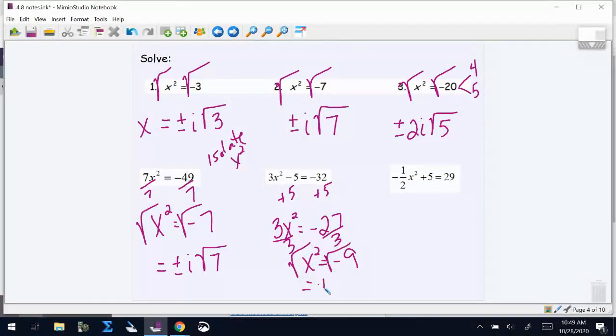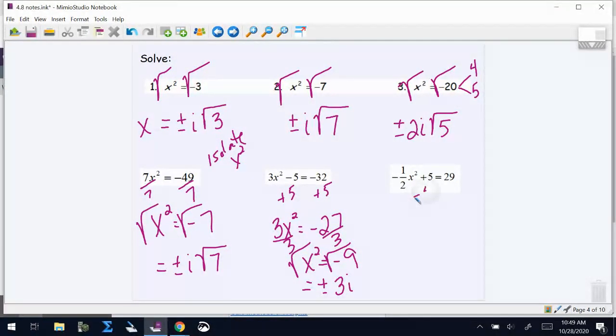First, you're going to notice that we have to have a plus or minus. The next thing is 9 is already perfect. We do not have to break it down. We don't need to make a factor tree. The square root of 9 is just 3, but we are going to include an i with our answer because it was a negative 9, not a positive 9. So my solutions are plus or minus 3i.